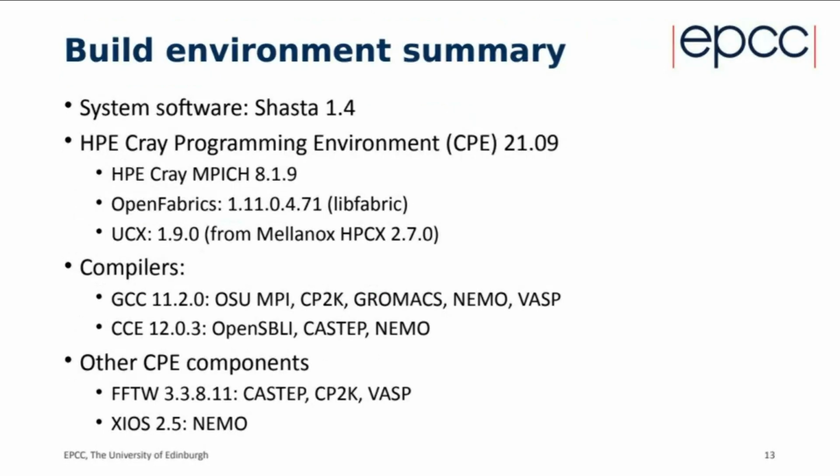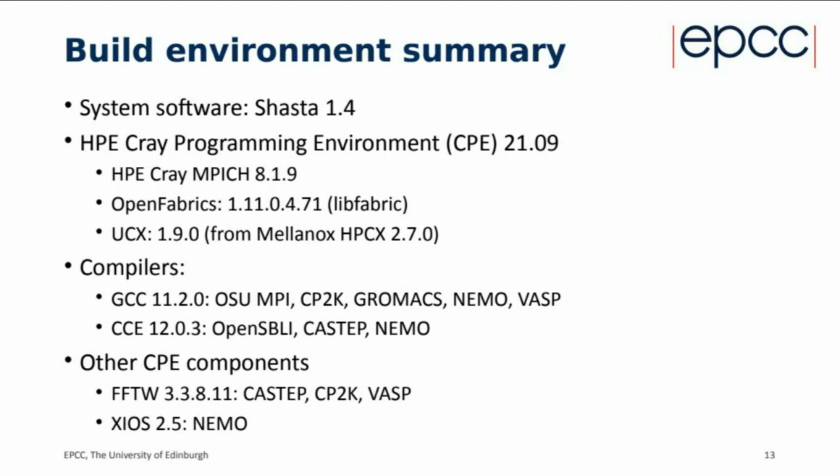In terms of build environment, I'm not going to go into huge amounts of detail. We try to be reasonably consistent in terms of what we are building and the environment we're using. So the system software at the moment on ARCHER2 is Shasta 1.4. We built everything in the Cray environment, the 21.09 CPE release. That has a particular version of Cray MPICH for the MPI and particular versions of OpenFabrics and UCX, which are the transport protocols we're looking at here.